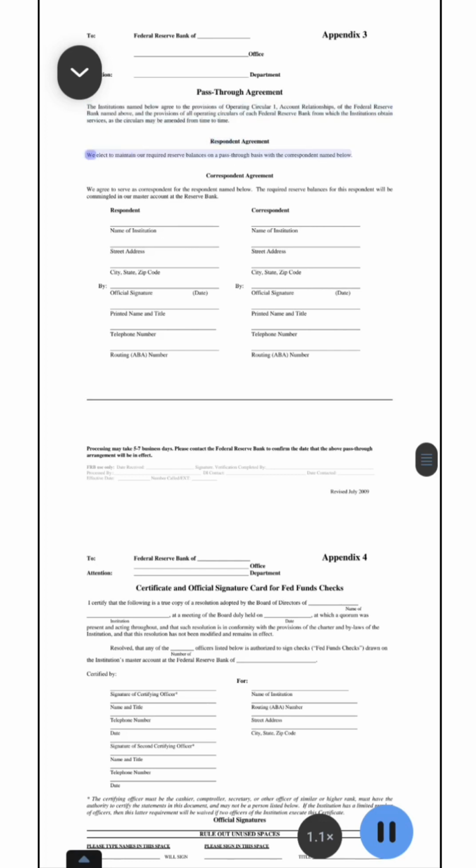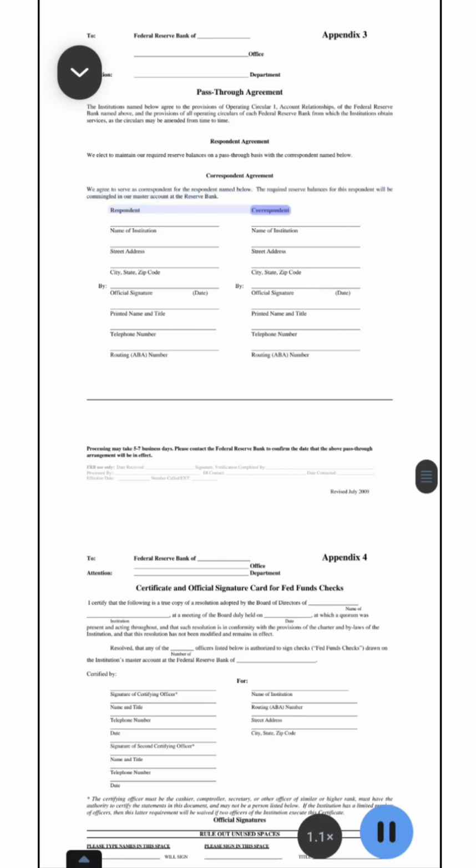Respondent Agreement. We elect to maintain our required reserve balances on a pass-through basis with the correspondent named below. Correspondent Agreement. We agree to serve as correspondent for the respondent named below. The required reserve balances for this respondent will be commingled in our master account at the Reserve Bank.